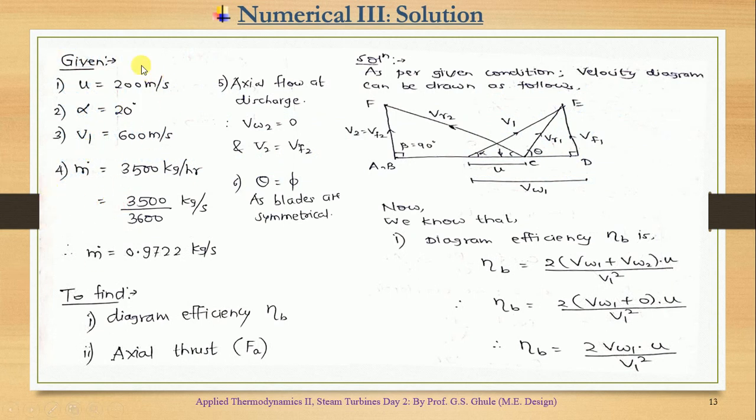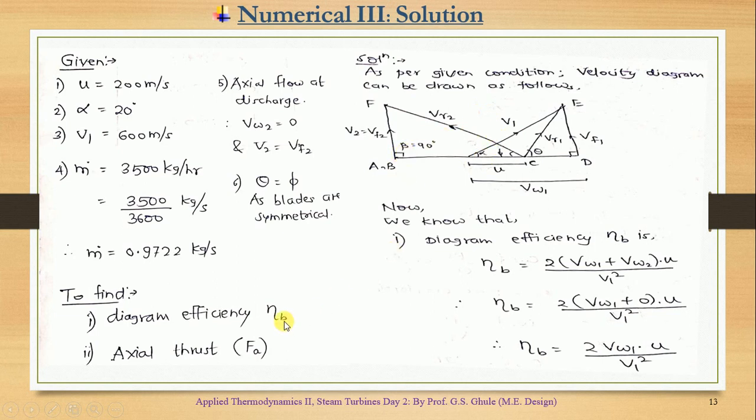Now let's solve the numerical further. So these are the given things. They have given mass flow rate in terms of kg per hour, so I will convert it in terms of kg per second. Discharge is axial, that's why these are the necessary things that we need to keep in mind. And as the blades are symmetrical, theta and phi will be equal, correct? So these are the things which we need to calculate, that is diagram efficiency and axial thrust. Now from this particular diagram, we have shown beta is 90 degrees.